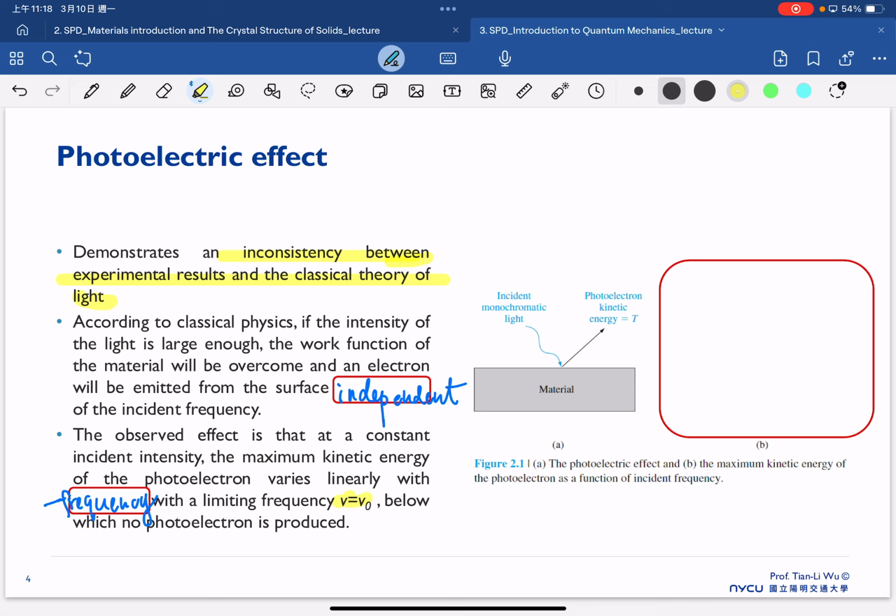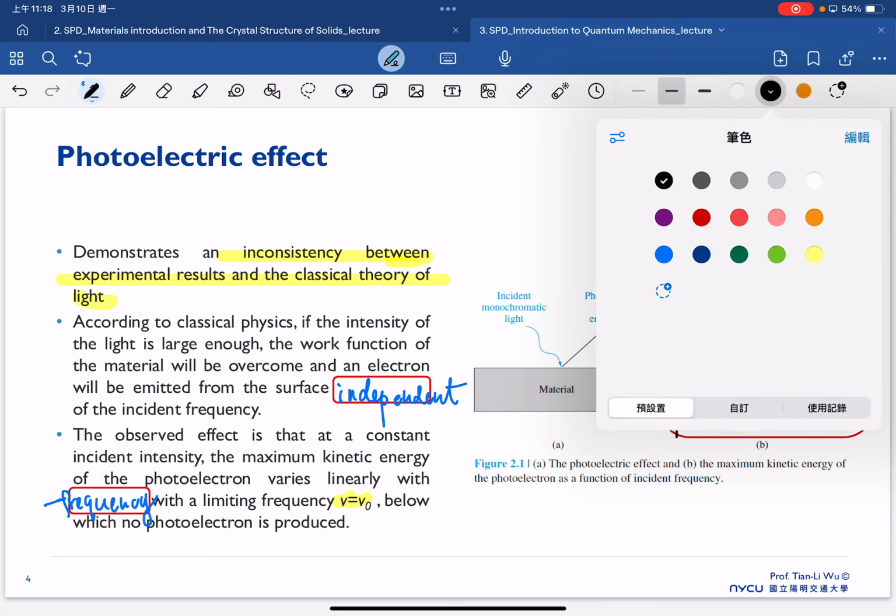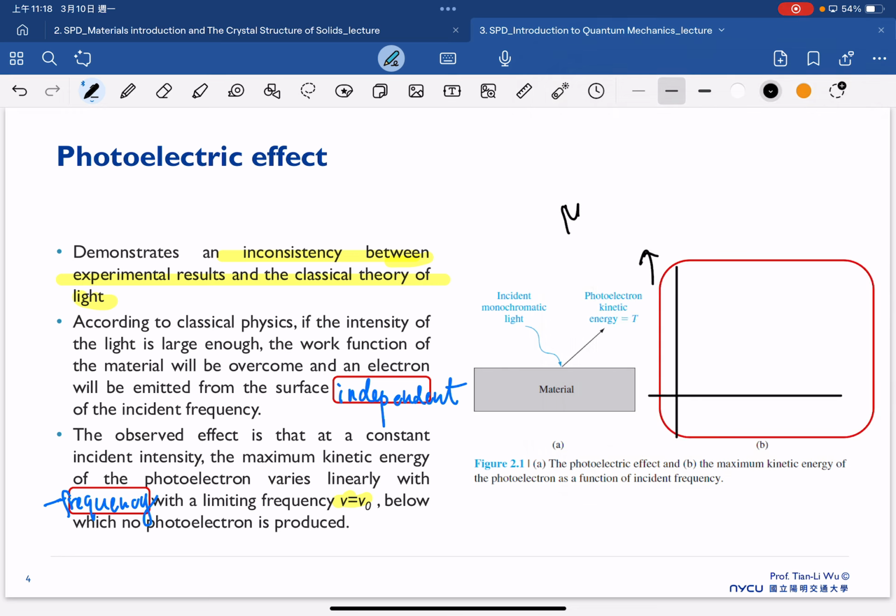So the conclusion here is that the maximum kinetic energy is proportional to the frequency, and only when the frequency is larger than a certain value do we start to have the kinetic energy. So this is the frequency.